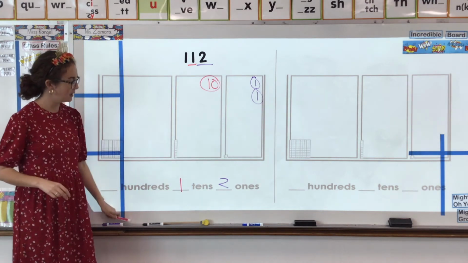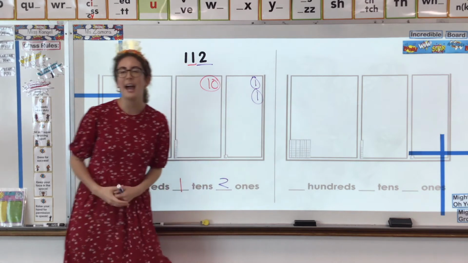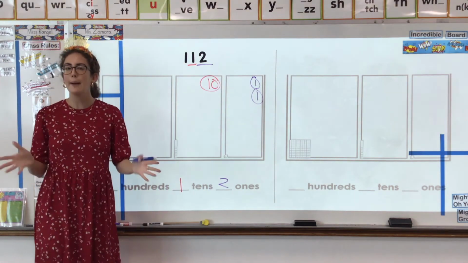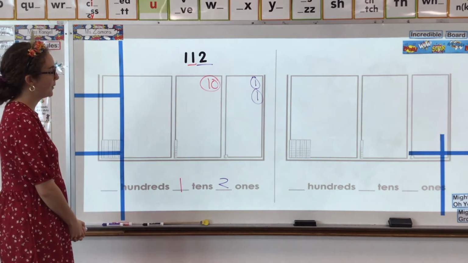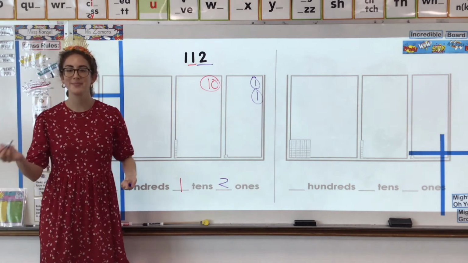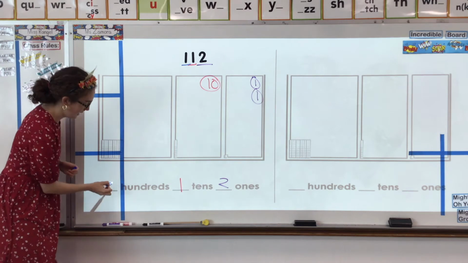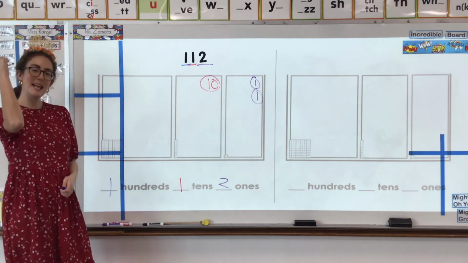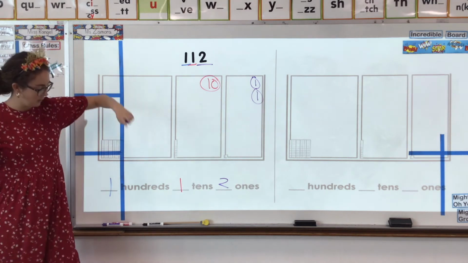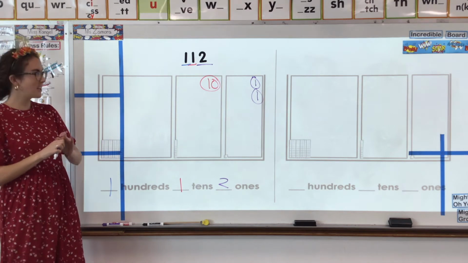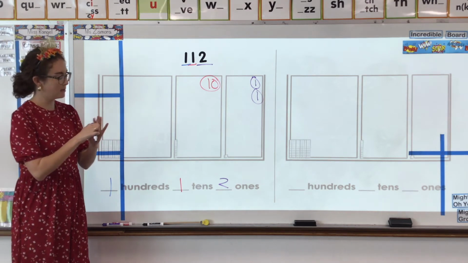Perfect. Okay, last but not least, how many hundreds? How many hundreds are there, second grade? 1. There's just 1 hundred. All the way to the left, the biggest value, the hundreds. Let's go ahead and draw that. 1 hundred. Here we go.